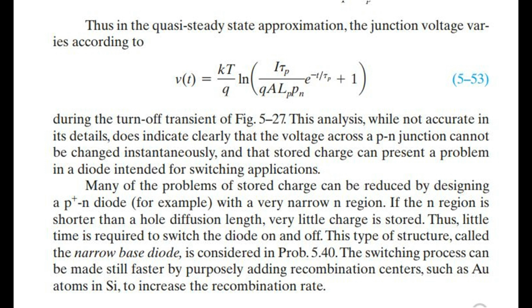The switching process can be made still faster by purposely adding recombination centers, such as gold atoms in silicon, to increase the recombination rate. Reverse recovery transient.